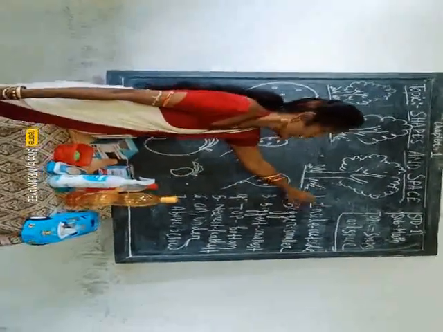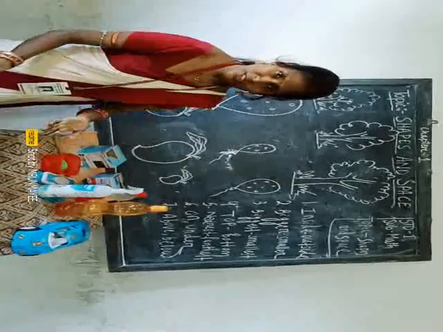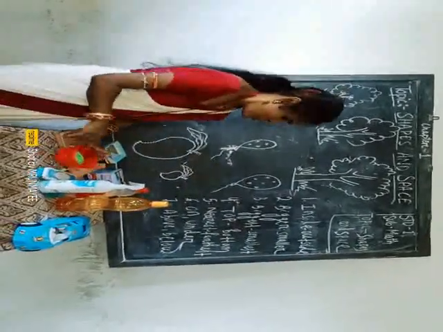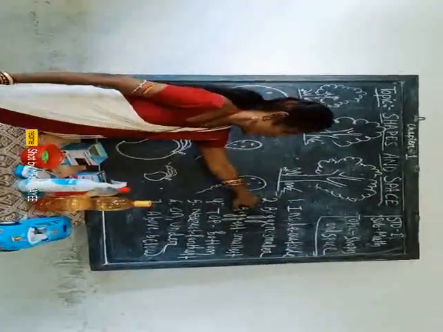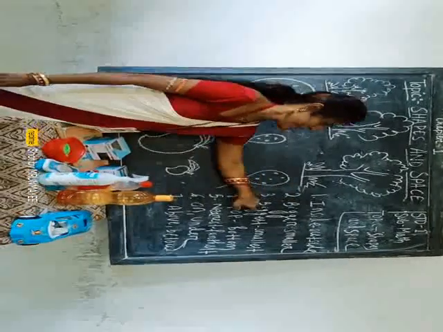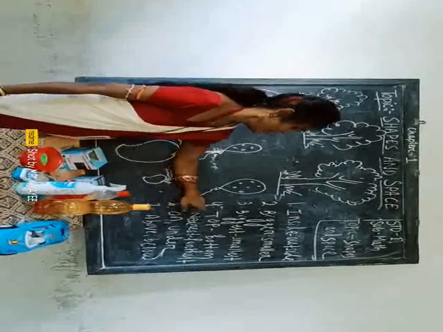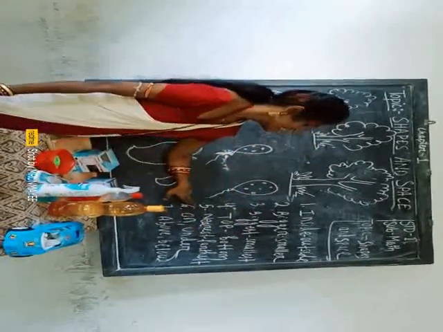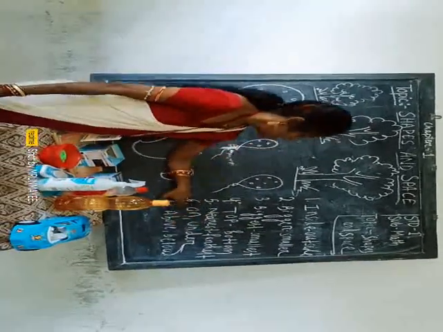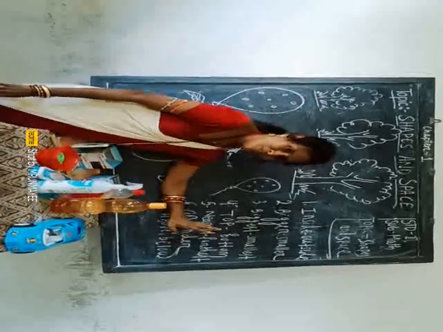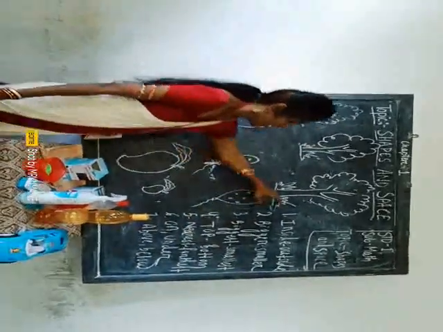The first point is inside and outside. The second point is bigger and smaller. The third point is biggest and smallest. Fourth is top and bottom. Fifth is nearest and farthest. Sixth is on and under. Seventh is above and below. Okay, now let us come to the first point.